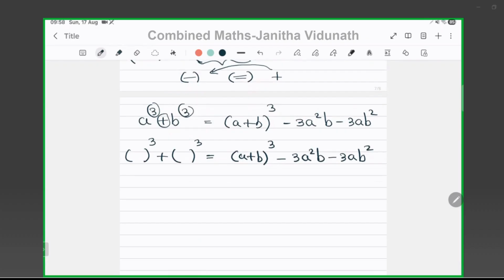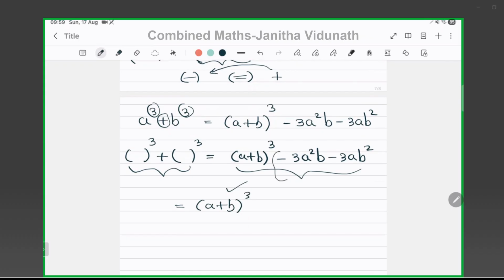Now our final goal is to factorize these two terms. If we are able to factorize these three expressions, then we can find the final result for the factorization of the summation of two cubes. Here we have (a plus b) whole cube.